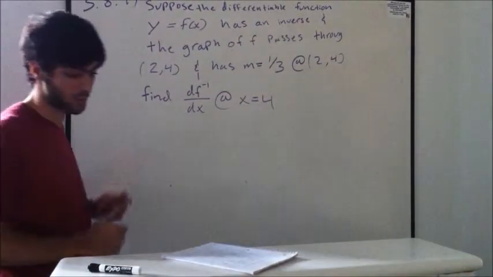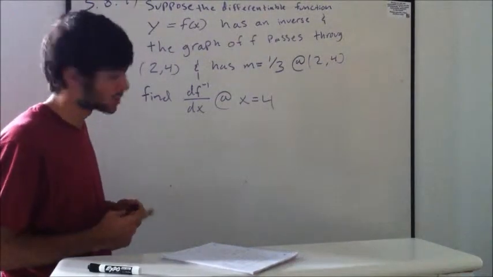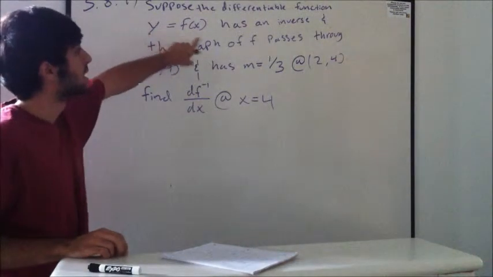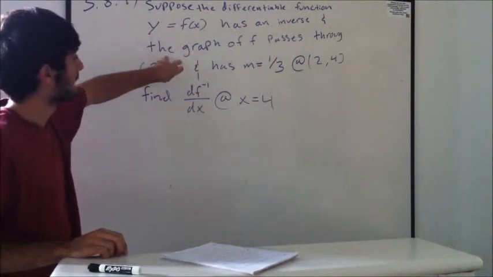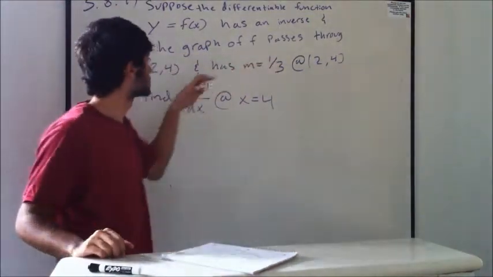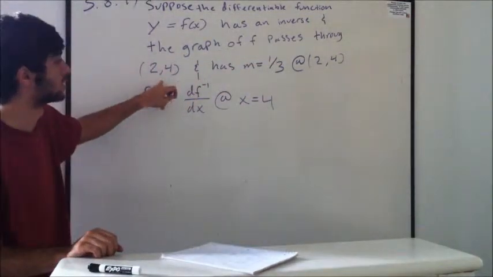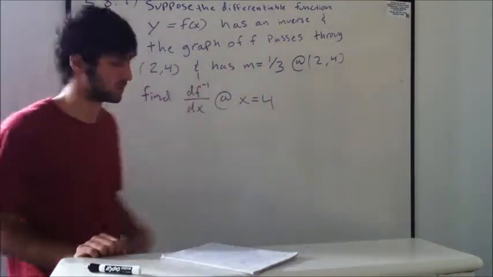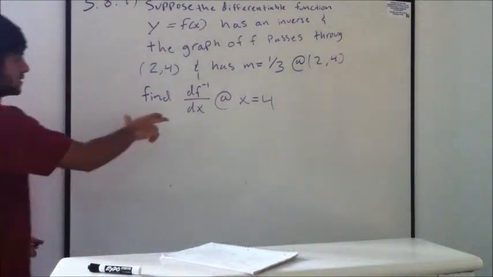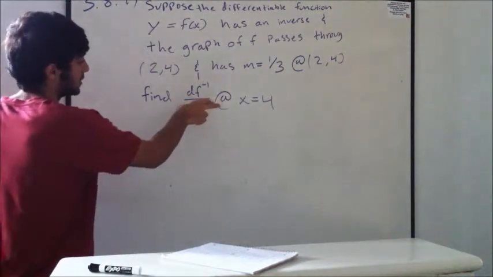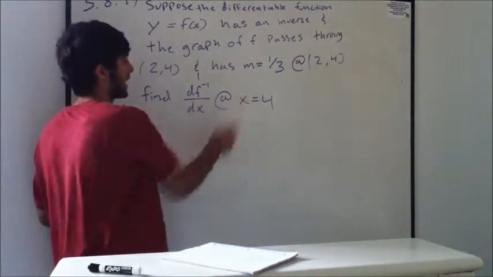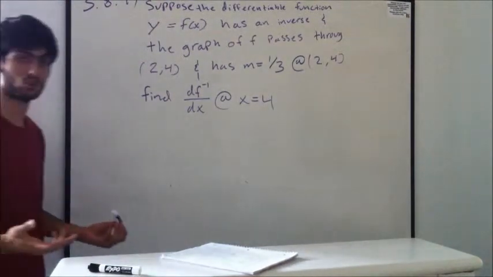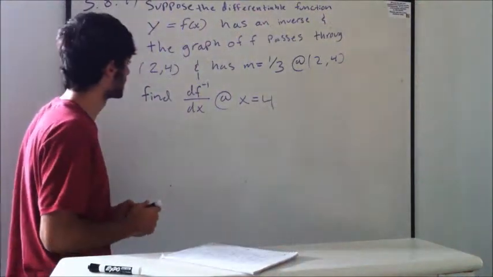Alright, so here's another problem we're going to try and do. Suppose the differentiable function y equals f of x has an inverse and the graph of f passes through the point (2, 4) and has a slope of 1/3 at that point. So we need to find the derivative of the inverse of f at x equals 4. So we're going to go through our two checks like we always do.